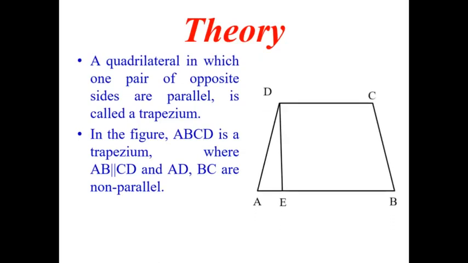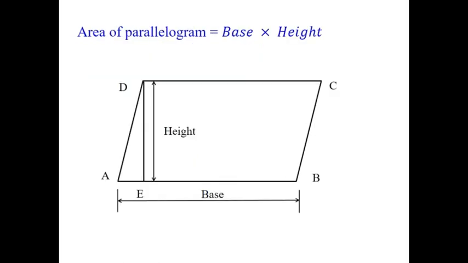So here ABCD is a trapezium. AB is parallel to CD. That means AB and CD are parallel sides and AD and BC are non-parallel sides. So area of a parallelogram is equal to base into height.